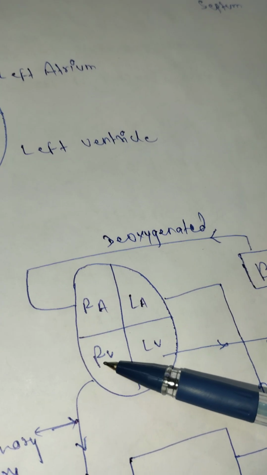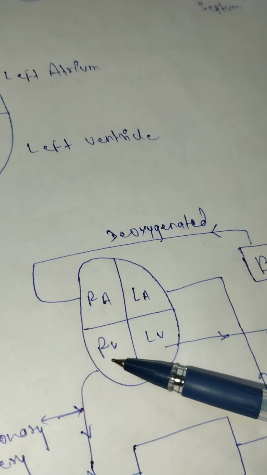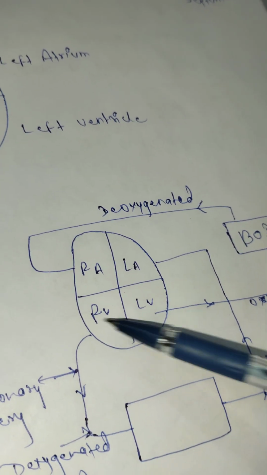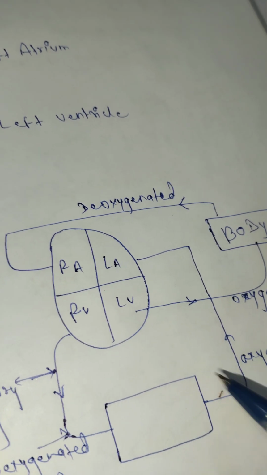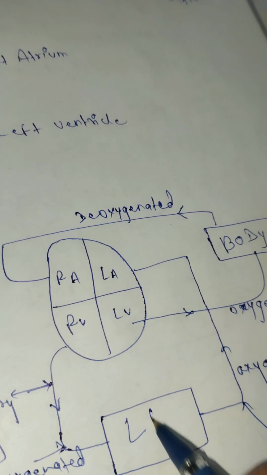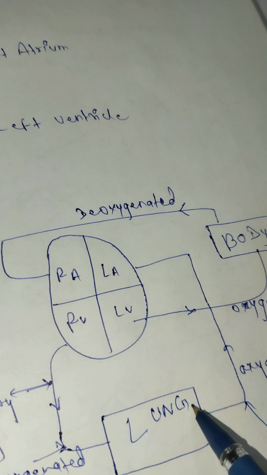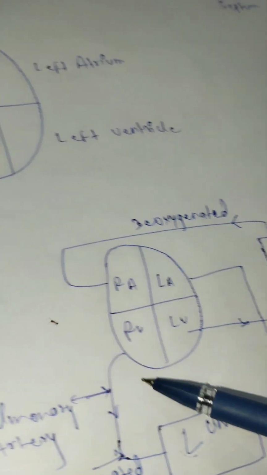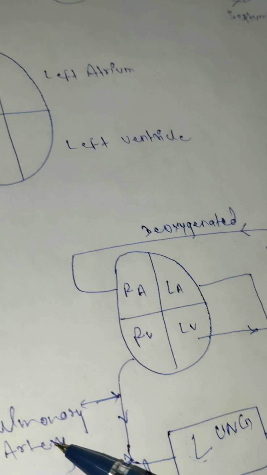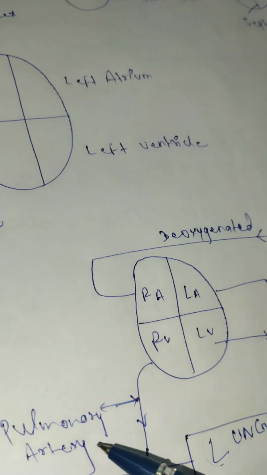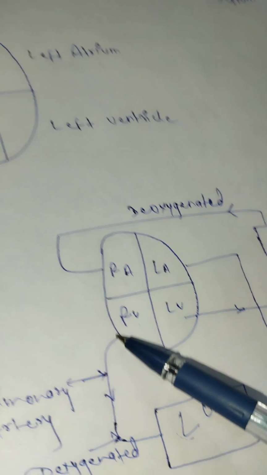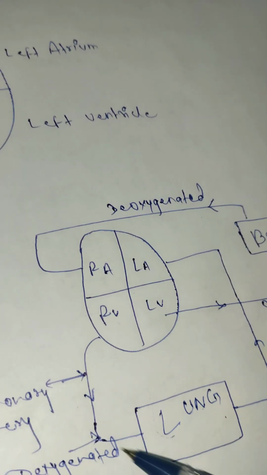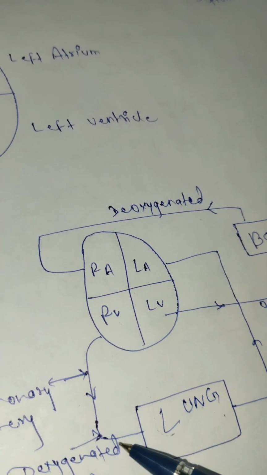And the blood from the right ventricle goes to the lungs. This is the lungs. The blood from the right ventricle goes to the lungs through the pulmonary artery. This is an artery, but it carries deoxygenated blood.